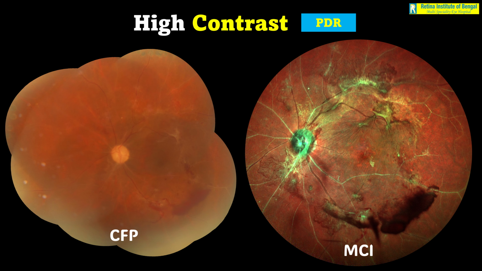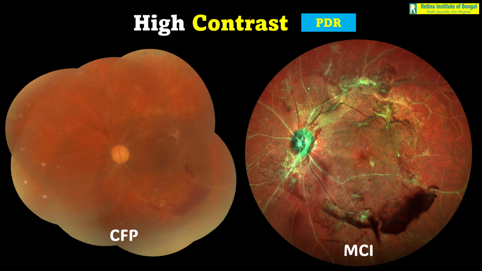Second, this is another place where the multicolor image I have found to be highly useful because of the high contrast. And this is a situation where you have proliferative diabetic retinopathy. Look at the color fundus photo. You can make out there is a new vessel here, probably a fibrotic new vessel here, and there is a pre-retinal hemorrhage here. But you can't really comment on the extent of the new vessel just by looking at the color fundus photo.